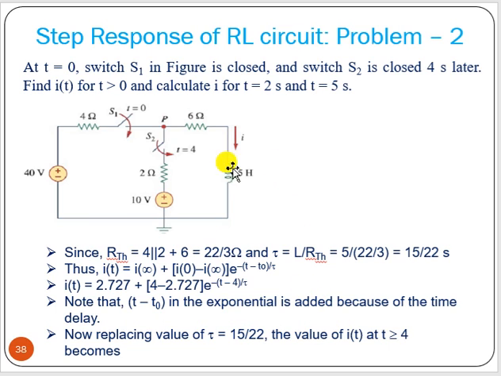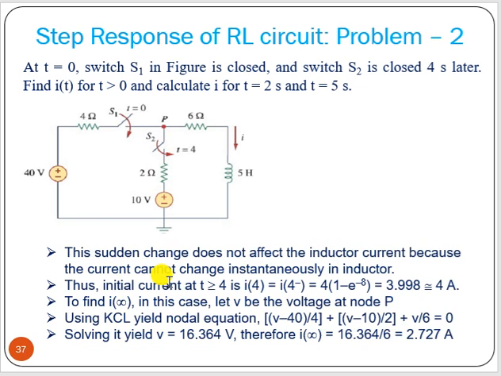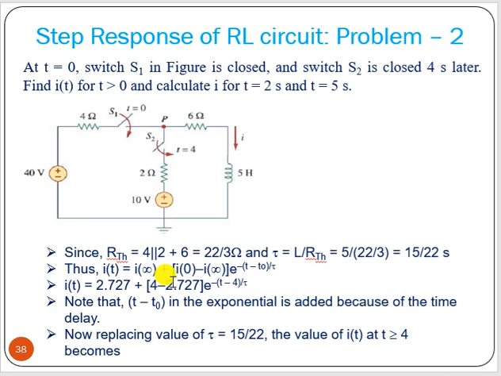Now we have to find out RTH looking from here, from this inductor side. Both the voltage sources are short circuited. Then what we can see, that this current will pass and divide. So 4 and 2 in parallel plus 6, that is in series with that. So we got the value of RTH. So tau is L by RTH. We got the tau, then we can put into that equation. So I infinity value is 2.72, initial value is 4. So we got the expression.